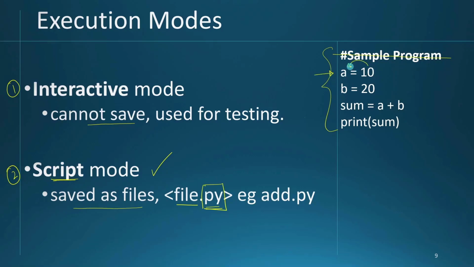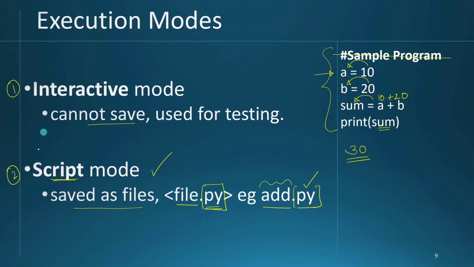Value 10 is loaded into variable A, value 20 is copied into variable B. After that, I will add the value of A and B, so that is 10 plus 20, so 30 will be evaluated, and 30 will be copied into variable sum. And now I will print the value of sum. So in the output, you will see the result as 30.